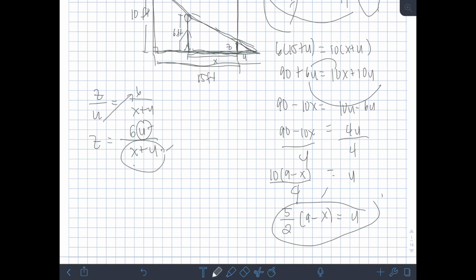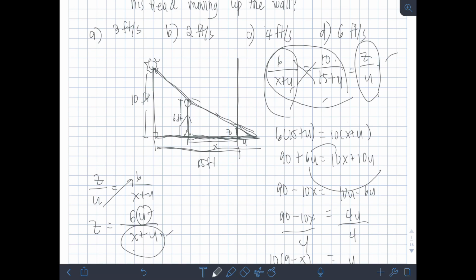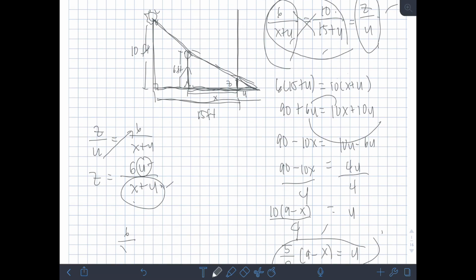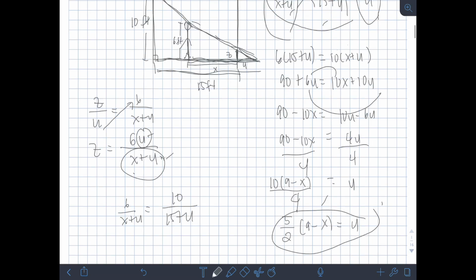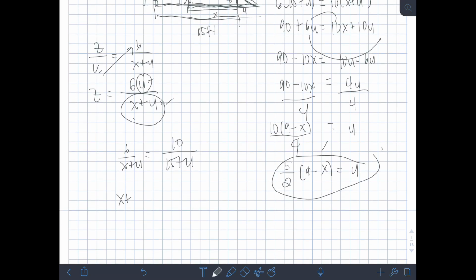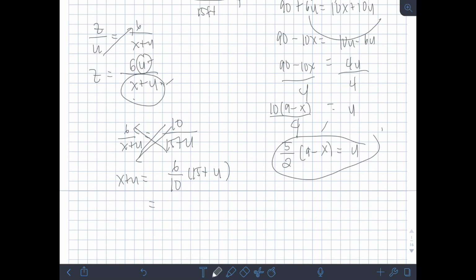Pero, pasisolve natin itong x plus u using this equation. So, we have 6 over x plus u is equal to 10 over 15 plus u. So, x plus u is equal to cross multiply dito, tas ito cross multiply pababa, ito cross multiply pataas, 6 over 10 times 15 plus u. So we have, 6 over 10 is 3 over 5.